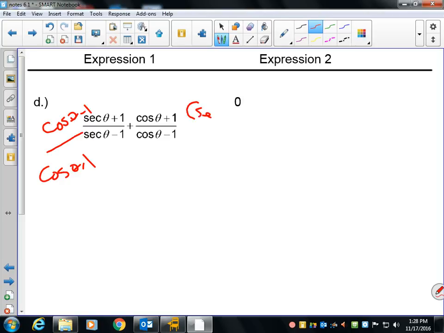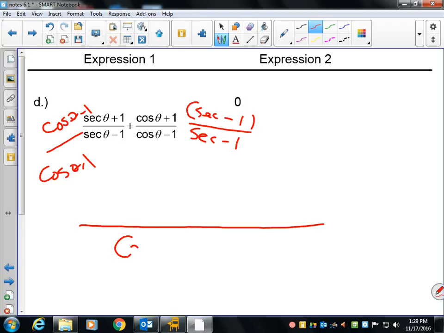And on this side, we'll multiply by secant theta minus 1 on the top and the bottom, right? Because then we can come up with a common denominator. And I don't like writing things over and over and over again. So my common denominator is what? Cos theta minus 1 times secant theta minus 1. That's my common denominator.